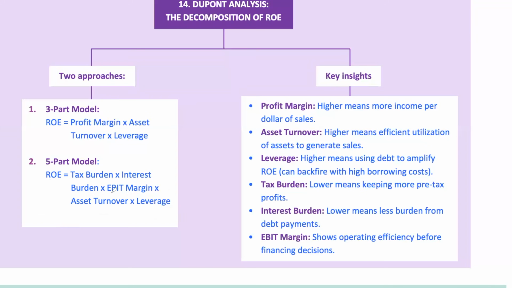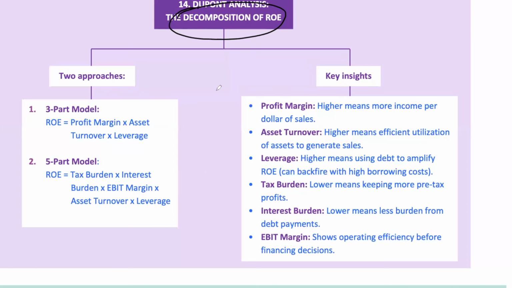Keep in mind that this margin can be further broken down into a non-operating component, EBIT divided by operating income, and an operating component, operating income divided by revenue. Each part helps us see exactly where value is being added or lost within the company. Understanding these components allows us to pinpoint why a company's ROE is high or low. It's about seeing beyond the surface number and understanding the underlying factors at play.